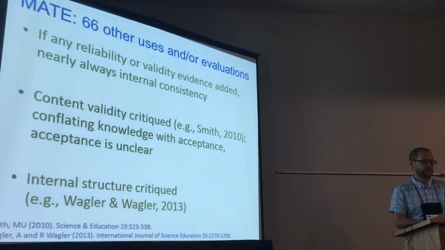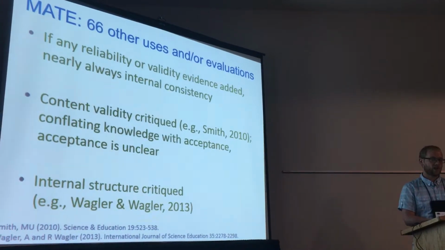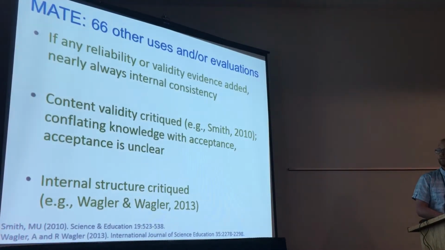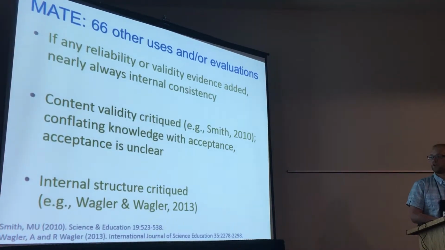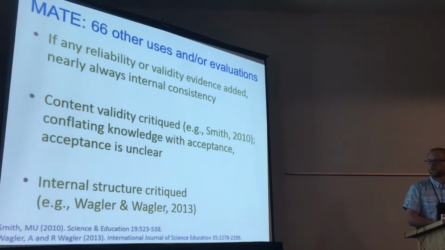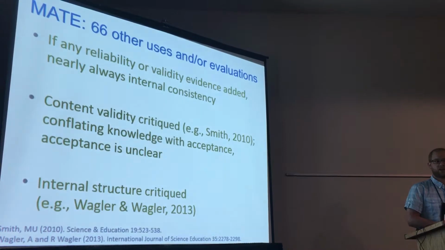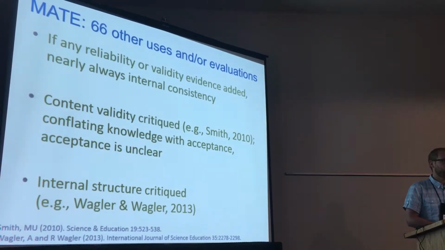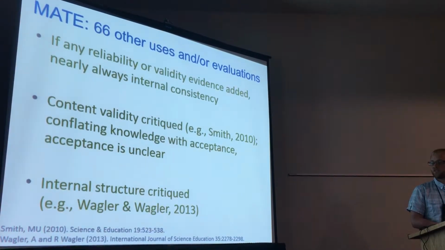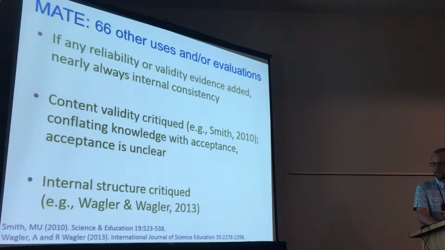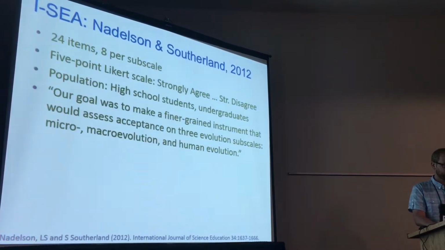Notably, the MATE has been critiqued on content validity. Perhaps the MATE might conflate knowledge with acceptance. And the whole notion of acceptance is a little unclear for at least some authors. And the internal structure, so is the MATE a unidimensional instrument only measuring acceptance of evolution, or is it measuring other things, has been criticized by a number of studies, including most notably Wagler and Wagler in 2013. And I'll return to this study a couple of times in the talk.